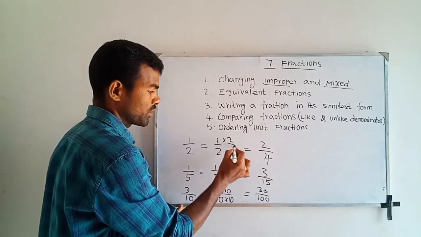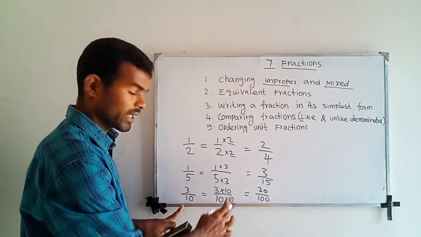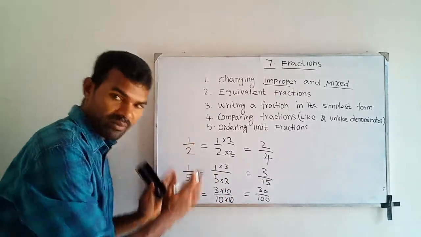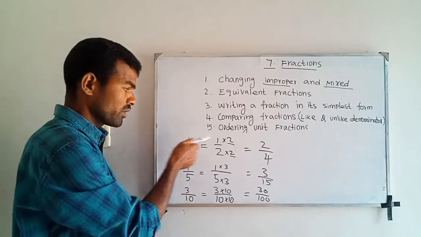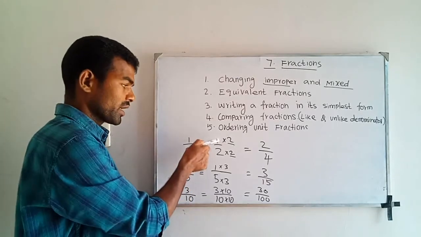So what we are doing here, with whatever number is there, we are multiplying with the same number. Here we are multiplying by 2. Yes, here we are multiplying by 3. The last number we are multiplying by 10. With whatever number is given, you have to multiply the numerator and denominator with the same number.